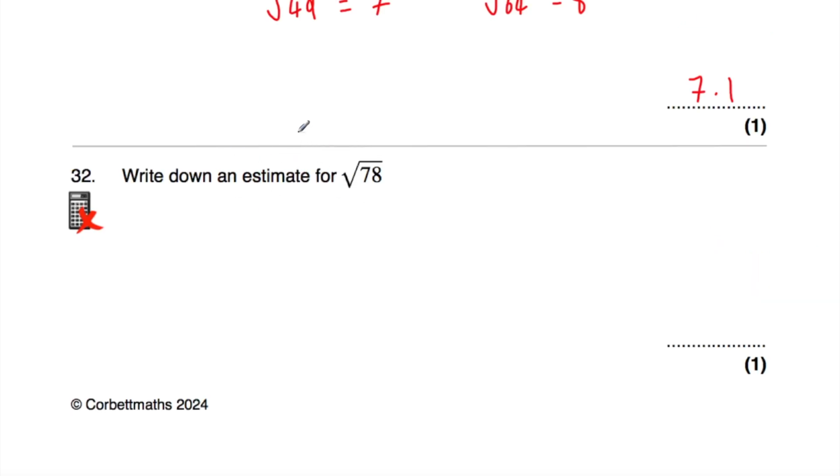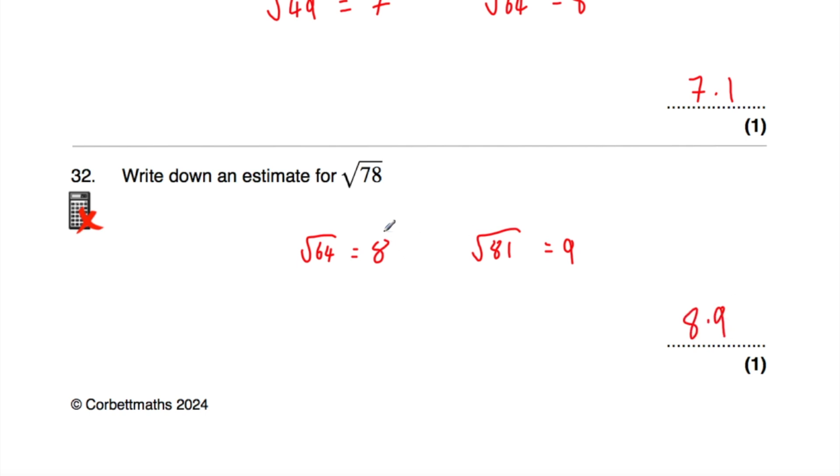Question number 32, we've been asked to work out an estimate for the square root of 78. So the square number below 78 would be 64. The square root of 64 is equal to 8. And then the square number above 78 would be 81. So the square root of 81 is equal to 9. So 78 is closer to 81 than it is to 64. So I'm thinking numbers such as 8.8 or 8.9. I'm going to choose 8.9. So my estimate is 8.9.